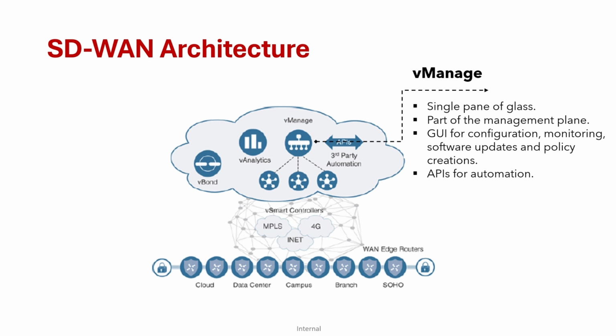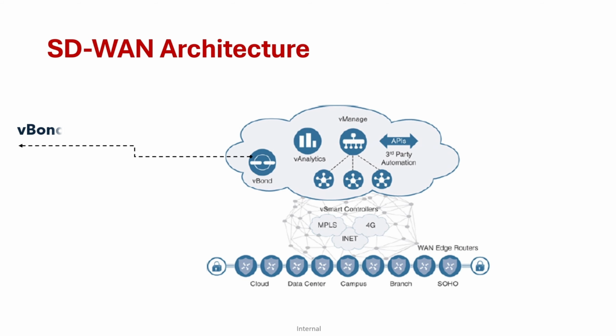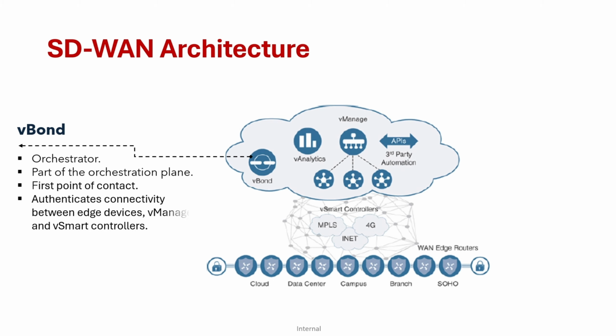Another component we have is Vbond. Vbond actually is the orchestrator of the SD-WAN solution. It is part of the orchestration plane of the SD-WAN system and is the first point of contact for any WAN edge device joining the SD-WAN overlay. It authenticates and orchestrates connectivity between edge devices, Vmanage and Vsmart controllers.